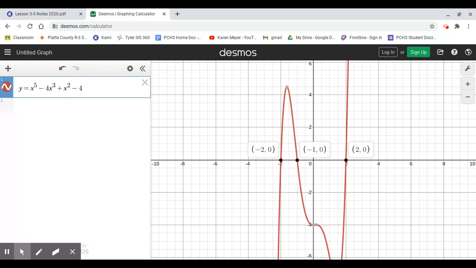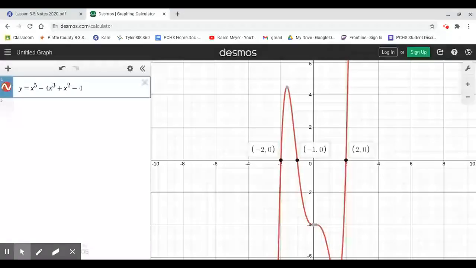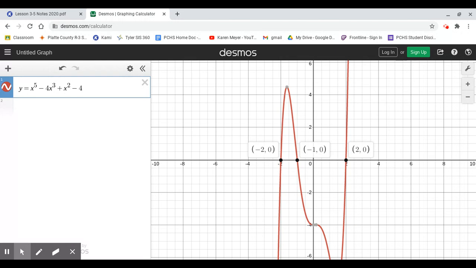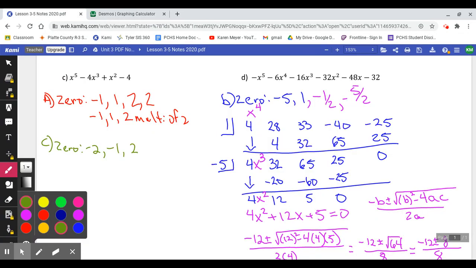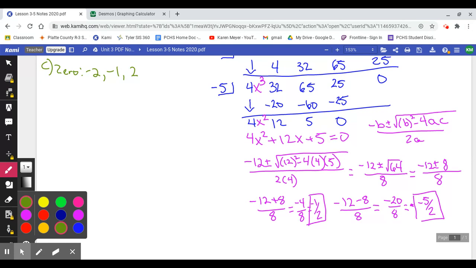But we're not finished. Because what's the highest exponent in the problem? The highest exponent is 5. So how many zeros should we have? That is 5. And right now we only get to see 3 on our screen. So that must mean that the other 2 zeros are imaginary because I cannot see them. So this time we're going to do synthetic division 3 times because I got 3 zeros.